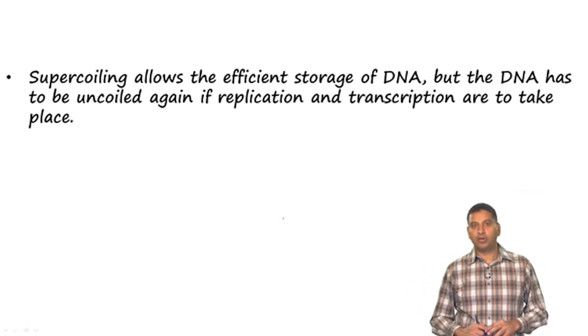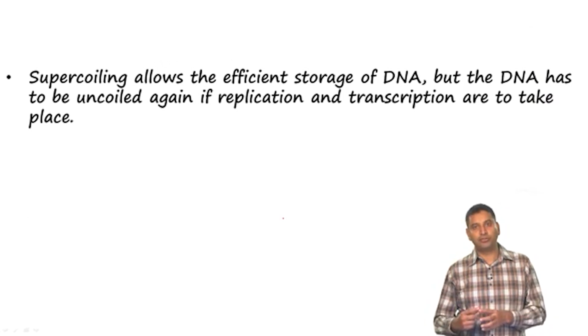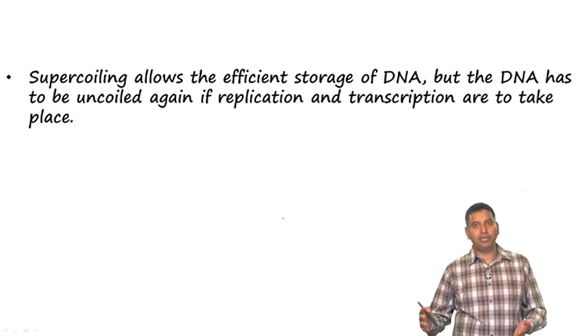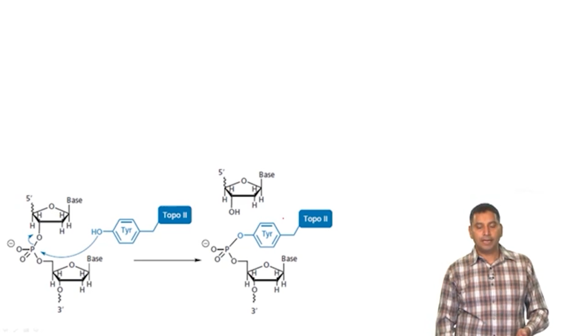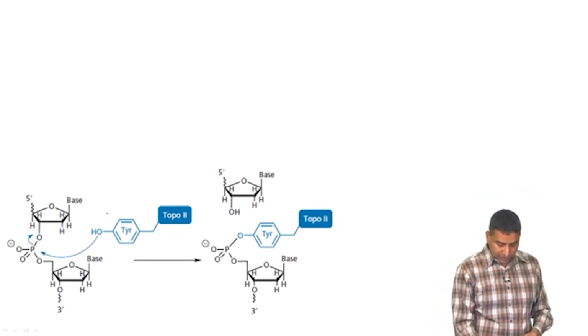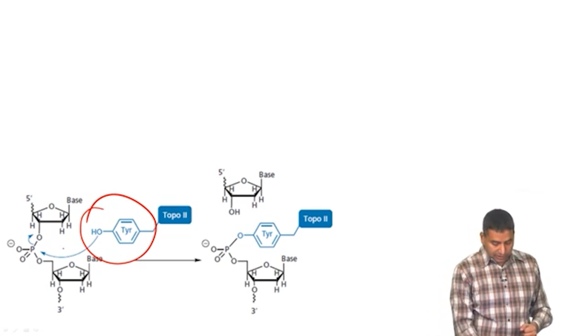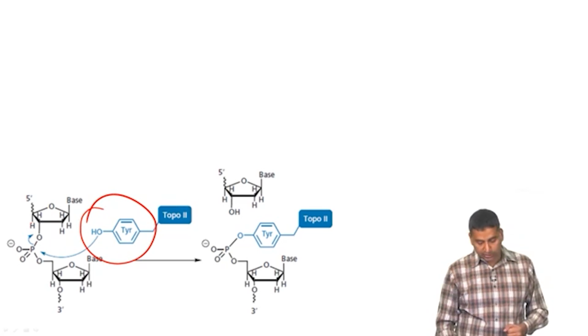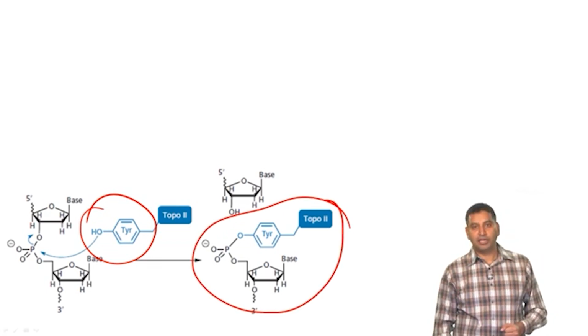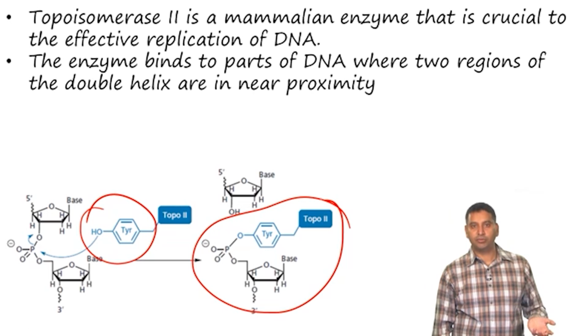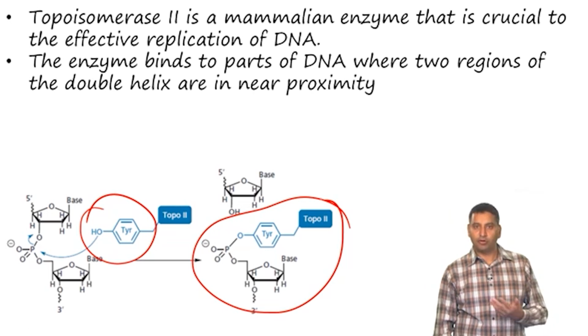What happens is that supercoiling allows for efficient storage of DNA, but keep in mind that the DNA has to be uncoiled again if replication and transcription are to take place. The way in which this topoisomerase works is it has a tyrosine, which has a free alcohol or a phenol, which then attacks the phosphodiester bond and kicks out the alcohol, and what it does is it forms a temporary covalent adduct with DNA, which then subsequently reacts with a proximal DNA and forms the other bond.